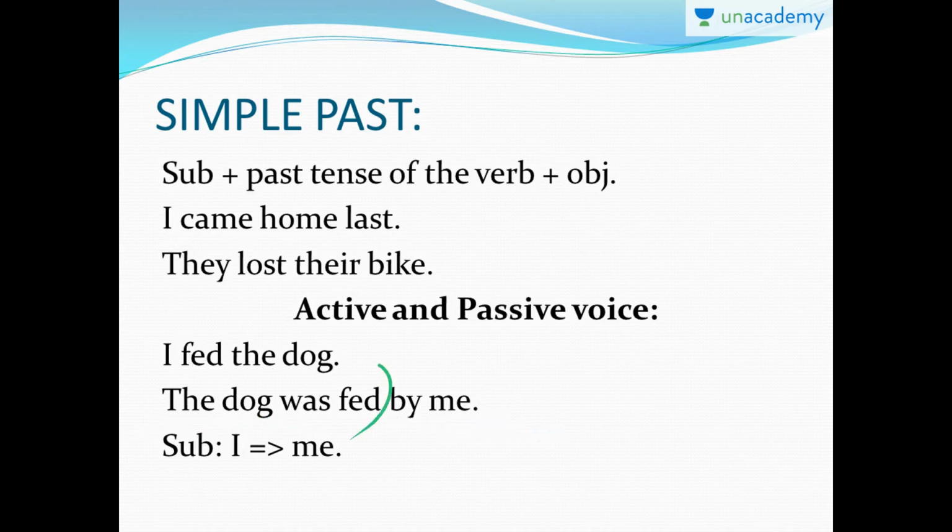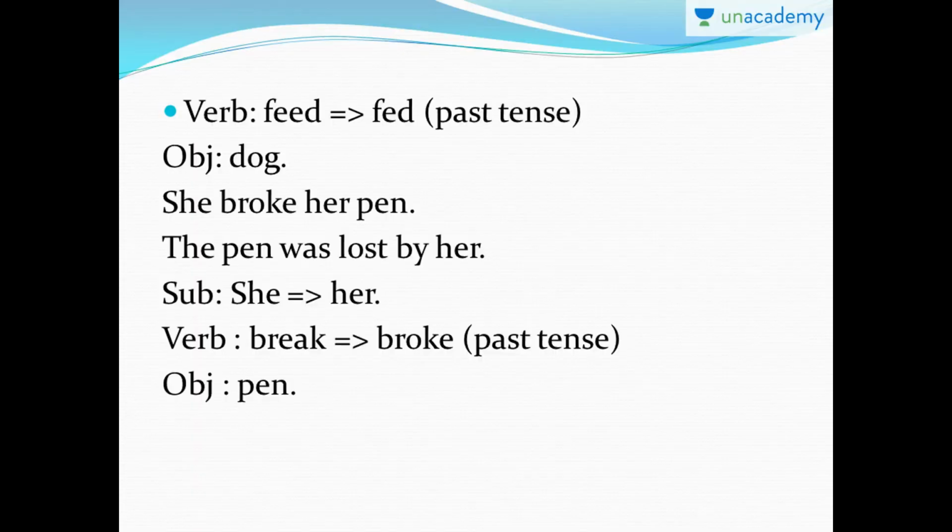The verb is in the past form. So feed, fed. You don't have to worry about putting it in the past participle form. The subject I turns into me, the verb is feed, the past tense of feed is fed, and the object is dog. As I've been telling you for two lessons consecutively, we do not touch the object. The object remains unchanged.